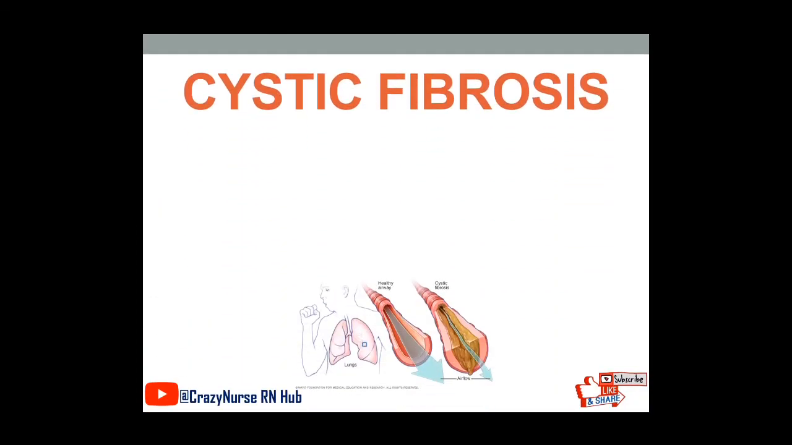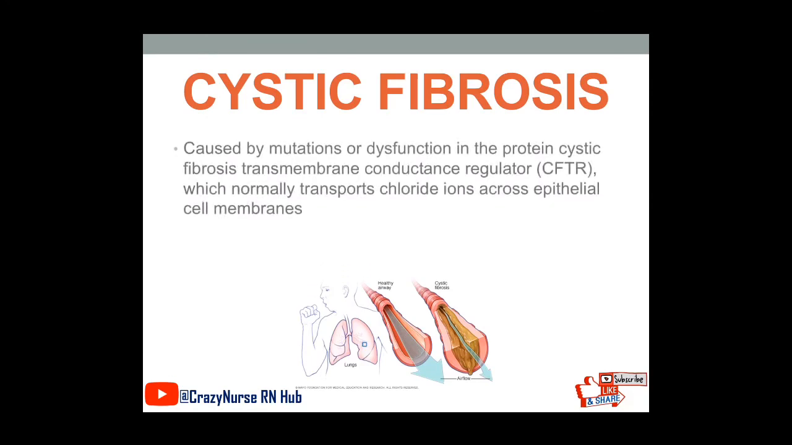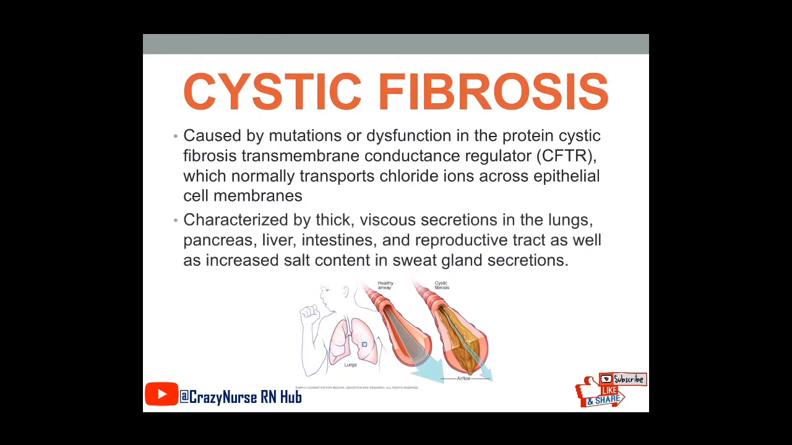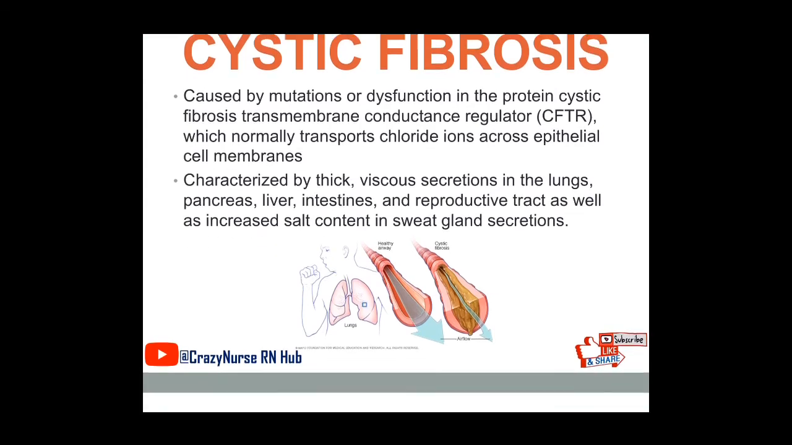Now let's proceed to cystic fibrosis. It is caused by mutation or dysfunction in the protein cystic fibrosis transmembrane conductance regulator, or the CFTR, which normally transports chloride ions across epithelial cell membranes. And it is characterized by thick viscous secretions in the lungs, pancreas, liver, intestines, and reproductive tract, as well as increased salt content in sweat gland secretions.